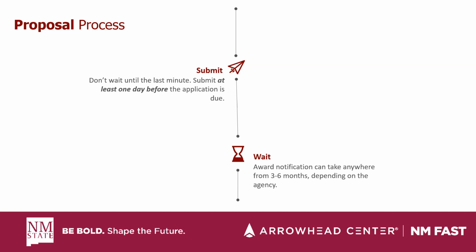So we always say try at least one day before, and you still probably run into technical difficulties, but at least still have some buffer to navigate those, because most people wait till the last minute. So if you can imagine all of those applications going in at the same time, the platforms often crash. And then you wait. So depending on the agency, you can expect to wait for anywhere from 3 to 6 months to hear back from the agency on your award.